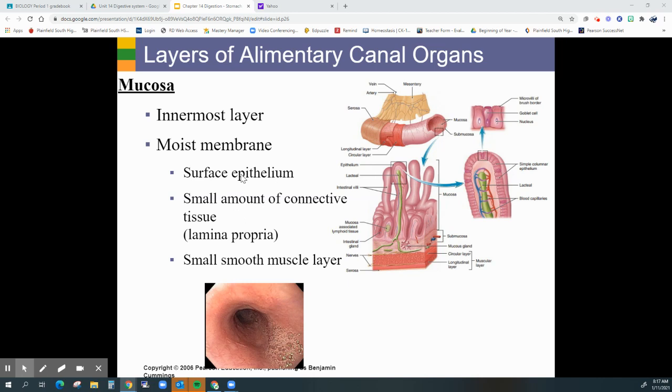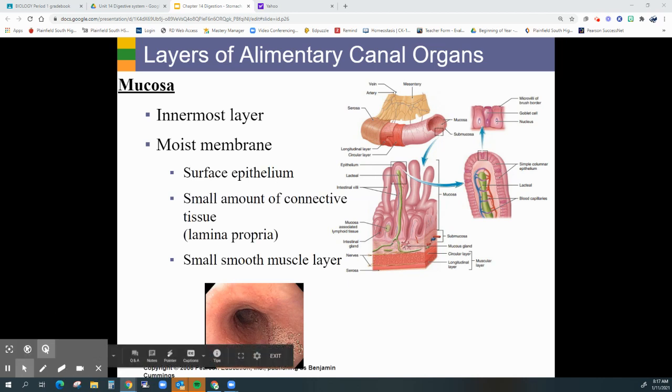Most of this is going to be simple surface epithelium, because this is where most of our absorption is taking place, right? And then we also have a small layer of smooth muscle, which is going to help us with our peristalsis process, okay?